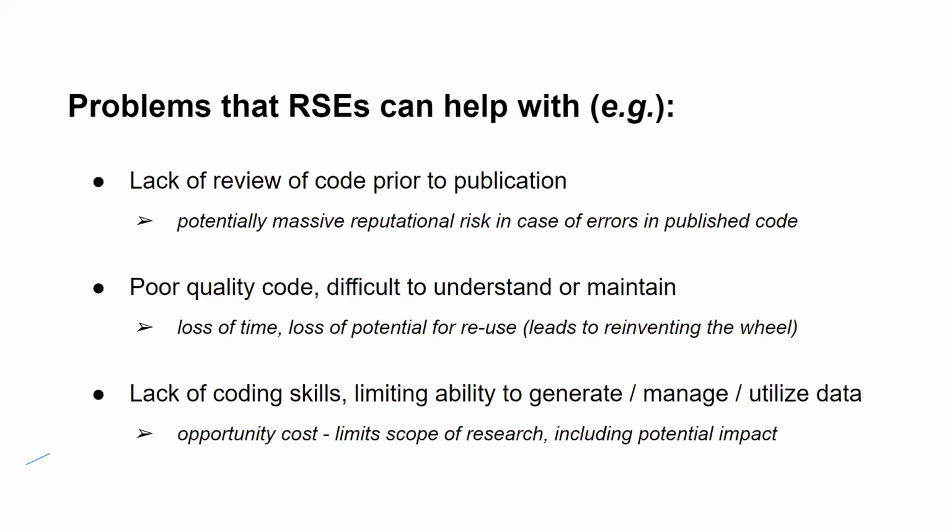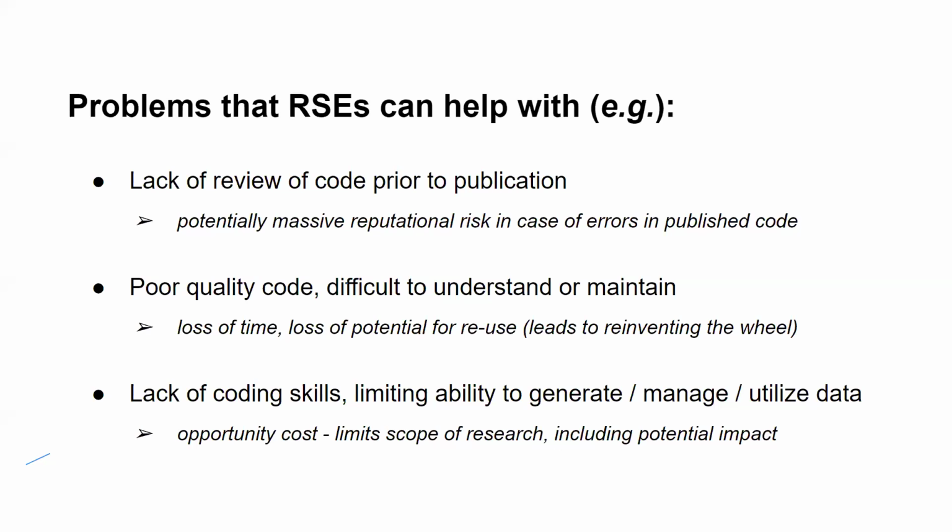Now, giving examples of the kind of things that RSEs can help with. These are examples that have come from my talking to people directly at Stellenbosch University to get a real sense of what the problems are at my university. People have talked about things like lacking review of code prior to publication. This has potentially massive reputational risks if there are errors in published code. There have been some high profile cases, I don't think at Stellenbosch, where code has gone out with errors and the academics' careers have not fared well as a result.